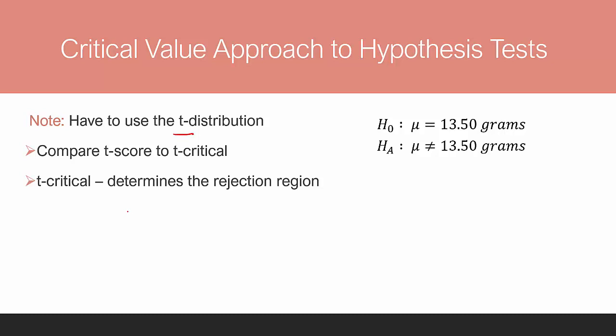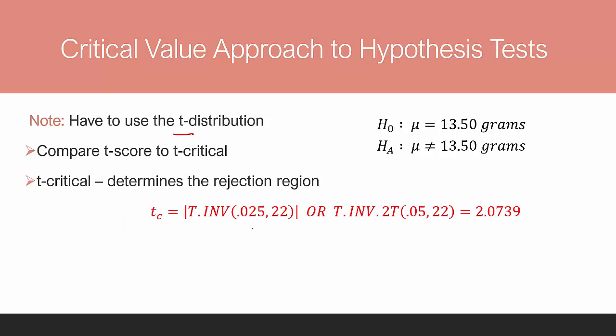We calculate the t-critical by using T.INV. Since we're trying to test with a level of significance of 5%, alpha is 5%, and we have a two-tailed test, we divide alpha by 2, and we use 2.5% in our T.INV. Our degrees of freedom here is 23 minus 1. Degrees of freedom for now is always n minus 1. You could also use T.INV.2T and leave alpha whole there. Either way, we get a t-critical value of 2.0739.